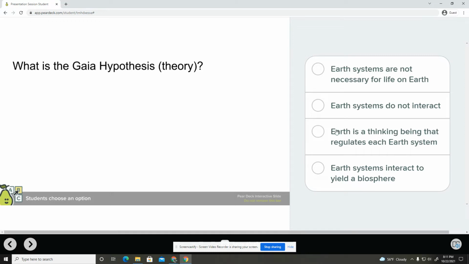So this is very alluring. Earth is a thinking being. That's the key word that's not right. Earth acts like a being in that it regulates its temperature. But a better explanation, Earth systems interact to yield that biosphere. Right? So you have the biosphere interacting with the atmosphere and maintaining that narrow range of temperatures.